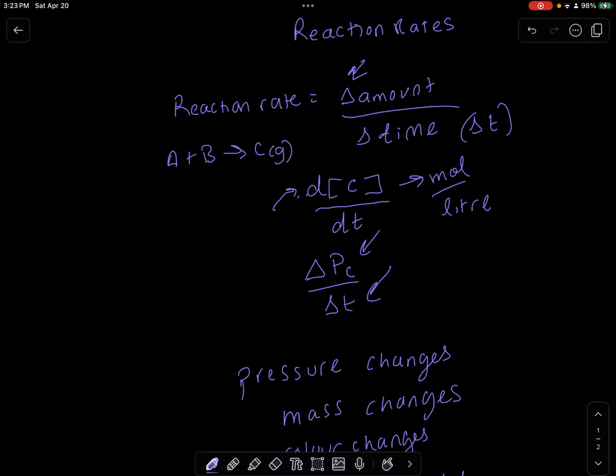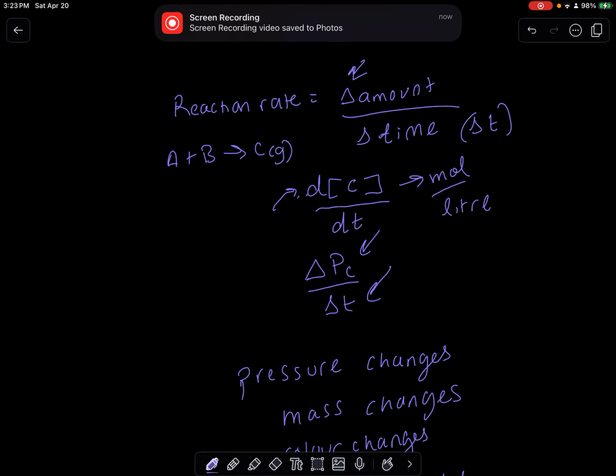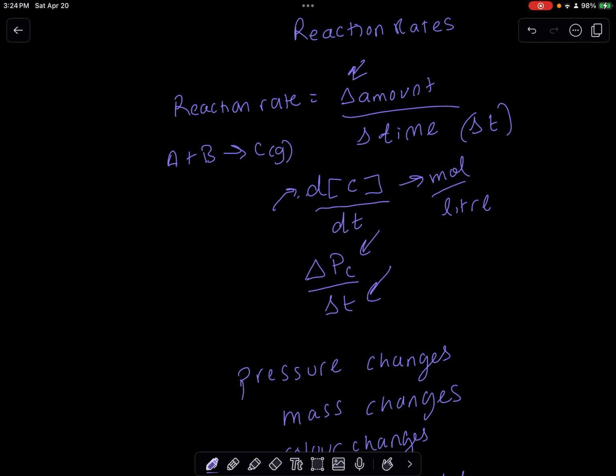So this is the first lecture in a series of lectures for Melius Mentorship, and we're going to be looking at Chemistry 12. And we're going to start with the first unit on reaction rates. So reaction rates are the measurement of a change in the amount of something with respect to time.